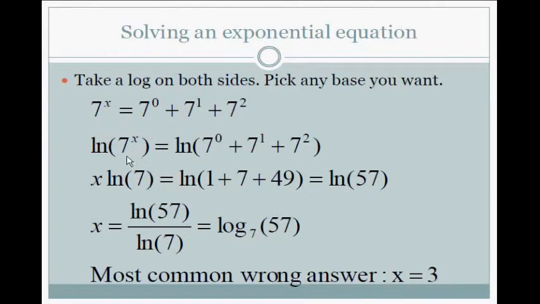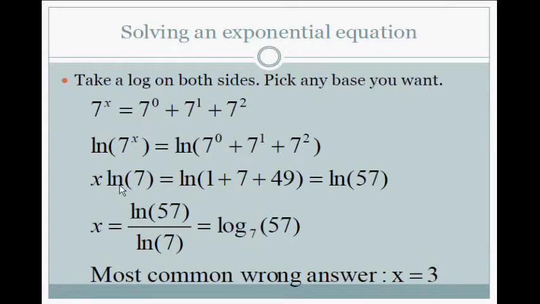In this example, I just quickly used the natural logarithm. Taking the natural log on the left side, we have natural log of 7 to the x power. On the right side, we have the natural log of that sum, 7 to the 0 plus 7 to the first plus 7 squared. Following our properties of logarithms, we can bring this x out in front. So the natural log of 7 to the x is the same as x times the natural log of 7. On the right, let's just add them up. 7 to the 0 is 1, 7 to the first is 7, 7 squared is 49. You add those up, you get 57, so we take the natural logarithm of that.